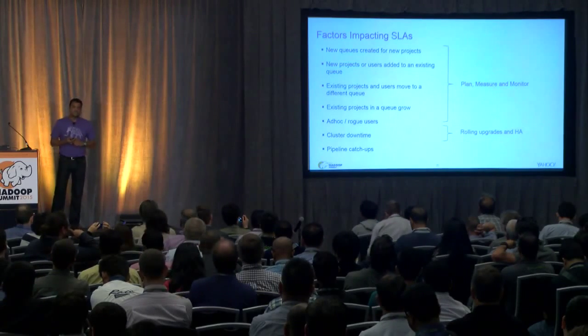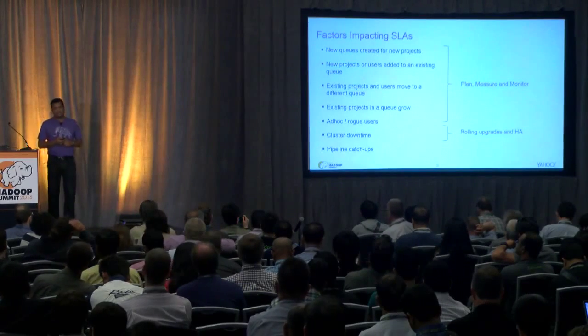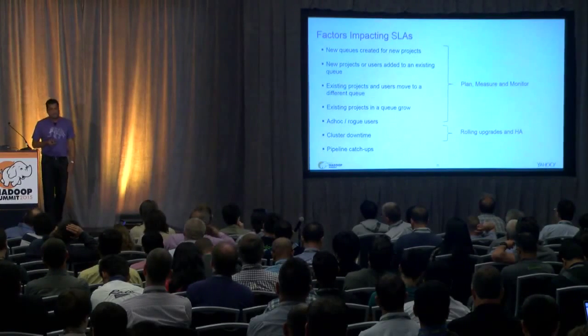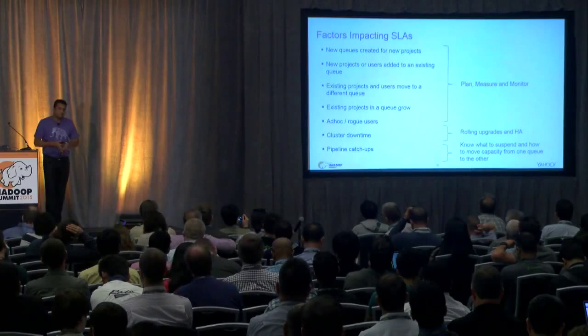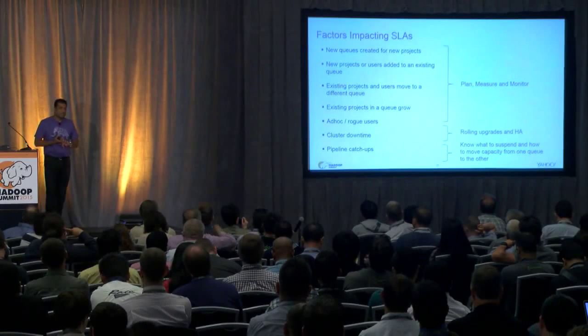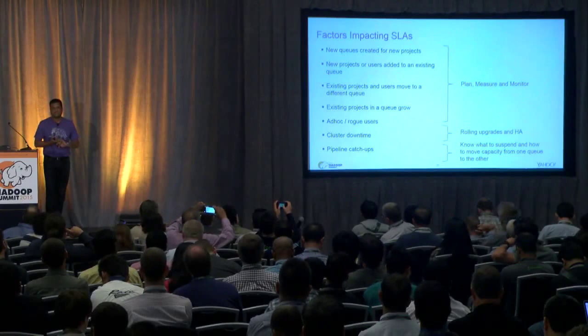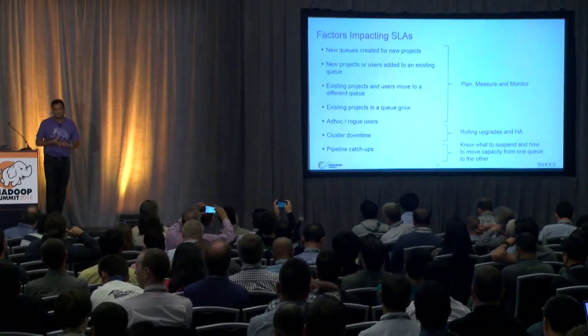This is when the data arrives late or something else happens, or two data sets show up at the same time that were supposed to show up 15 minutes apart. You need to catch up, right? And that's a very tricky situation, so you actually need to know what queues to suspend, and how to shift capacity from one to the other to let the critical jobs catch up.